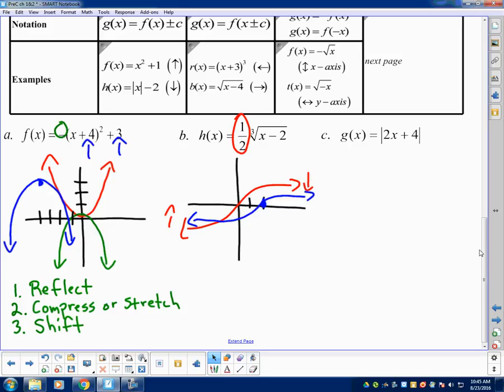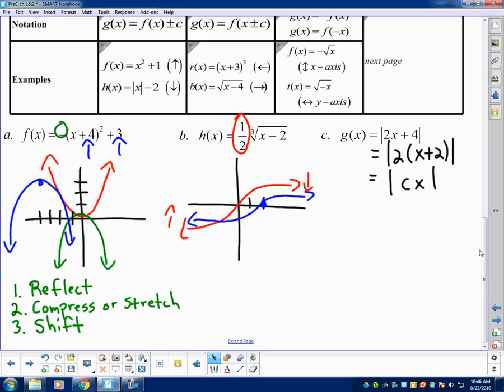All right, third one on here. It says g of x equals absolute value of 2x plus 4. First thing I'm going to do here is get this into a format that matches our examples up here. We want to take and factor out a 2 here, x plus 2, so that this function looks like some value c times x in the absolute value. So it's kind of the form absolute value of cx, and that will help us when we get to the compress or stretch part of this.